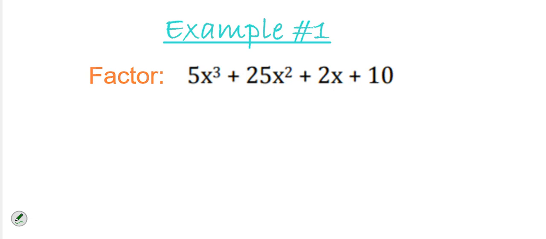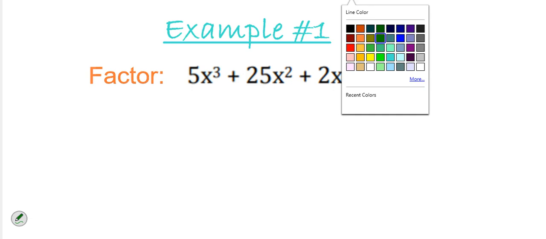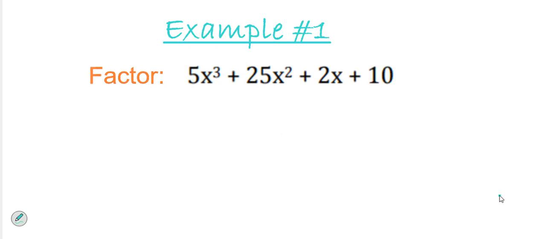So let's pick a pretty color. So basically, oh gosh, turquoise looks good. So basically, there's nothing, right? There's nothing that's going to go into 5, 25, 2, and 10. There's no number besides 1, right? And that's really a problem. And so that's why we're going to factor by grouping.